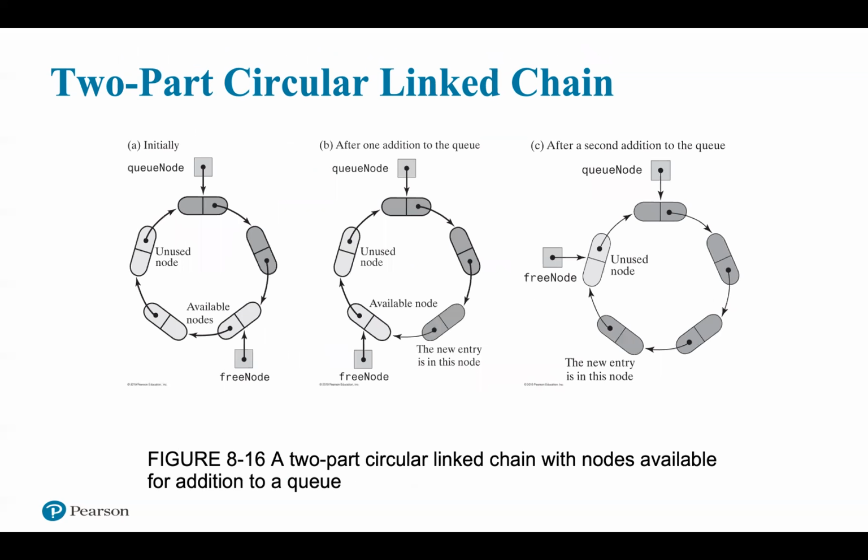If a node is available in the chain, we use the node that free node references for the new entry. Figure 8-16 shows a chain before and after two existing nodes become part of the queue. After each addition, free node references the node that follows the back of the queue. In figure 8-16b, the node is available for another addition, but in figure 8-16c, it is not available.